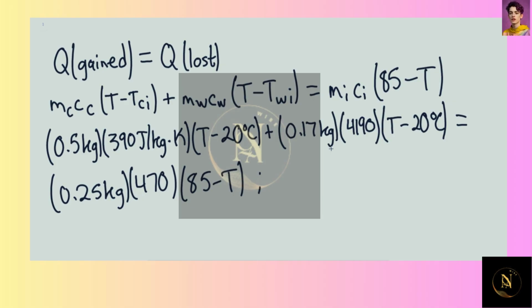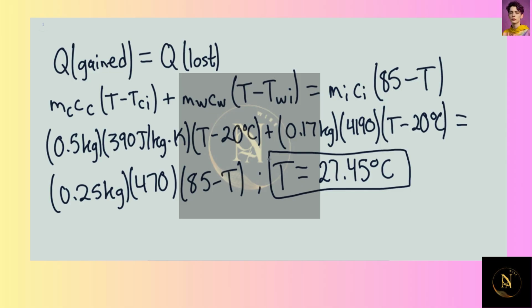And we find that the final temperature of the system is going to be equal to 27.45 degrees Celsius. So after the iron block is dropped and the system reaches equilibrium, the final temperature is again 27.45 degrees Celsius. That is the end of the solution.